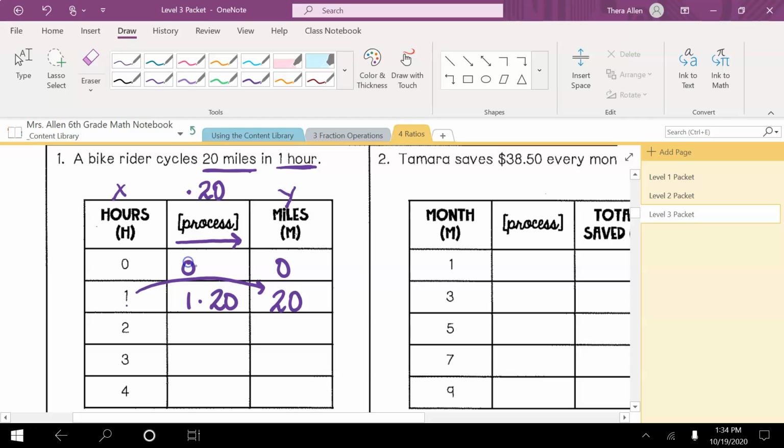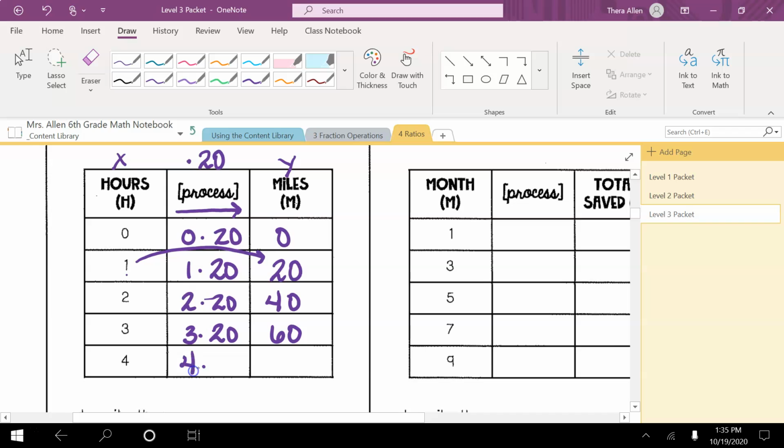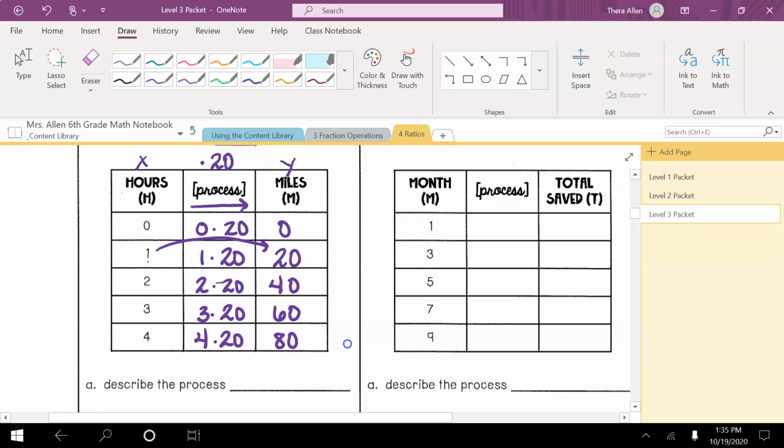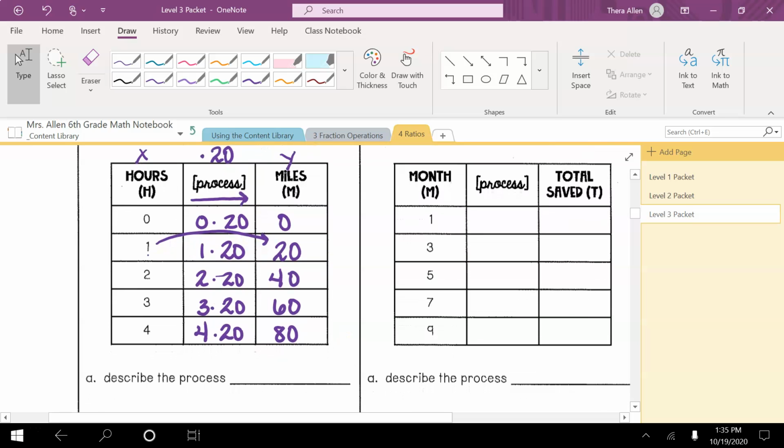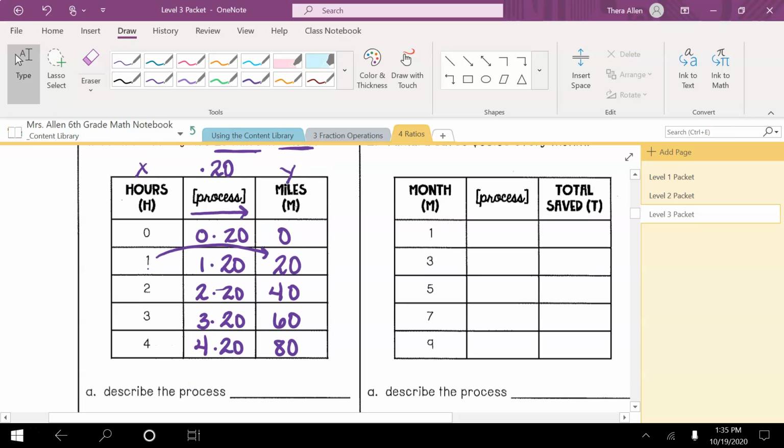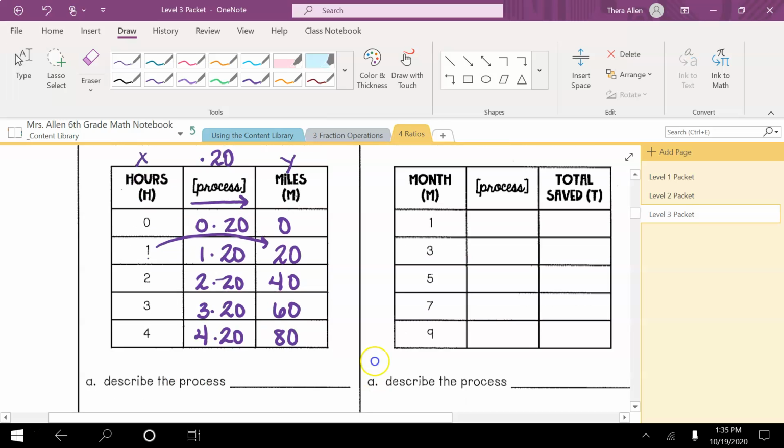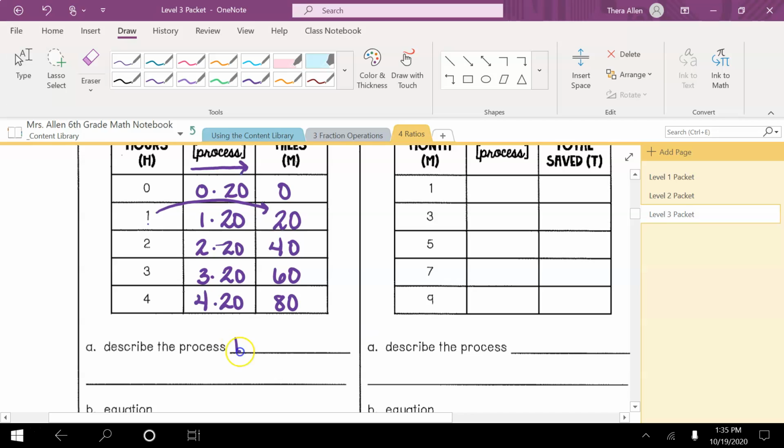So my process is multiplying by 20. 0 times 20 gives me 0. 2 times 20 gives me 40. 3 times 20 gives me 60 miles. And 4 times 20 gives me 80 miles. Whew. Okay, so we need to describe the process, and when we're describing the process, we're writing it in words. The process is the number of hours multiplied by 20.